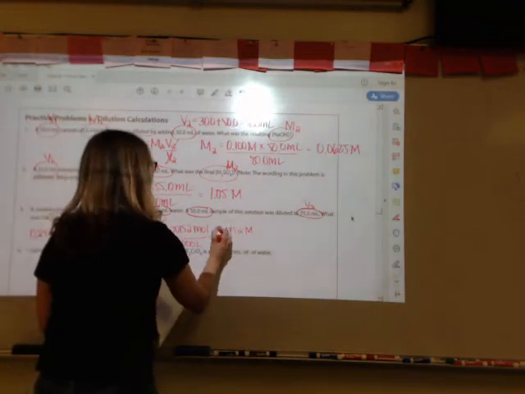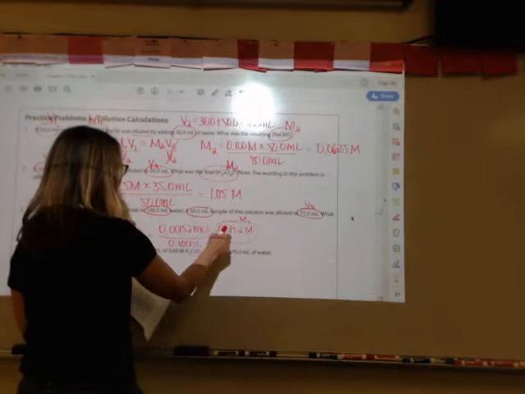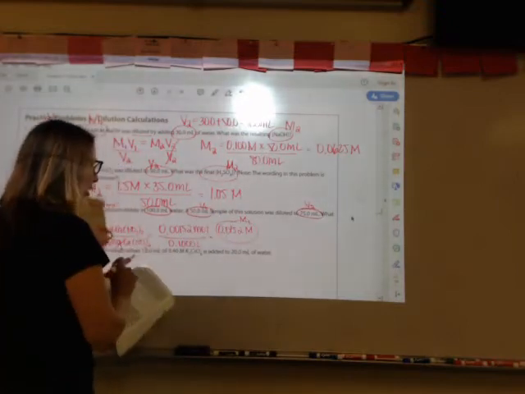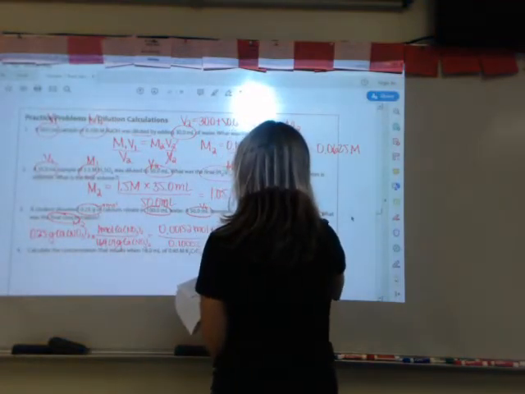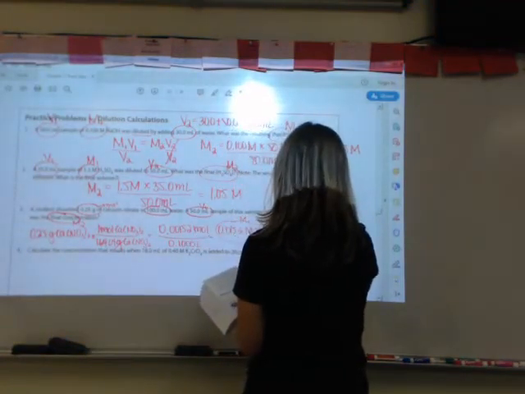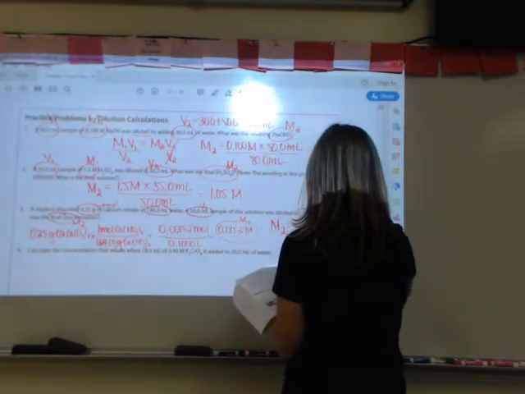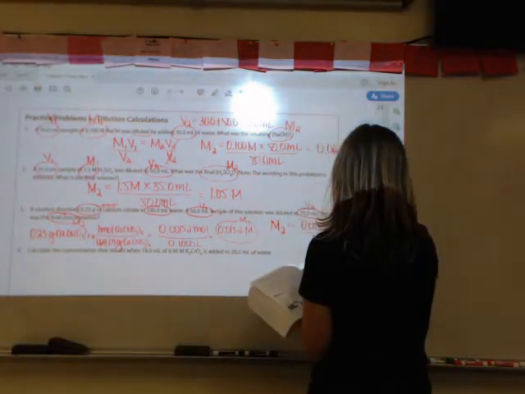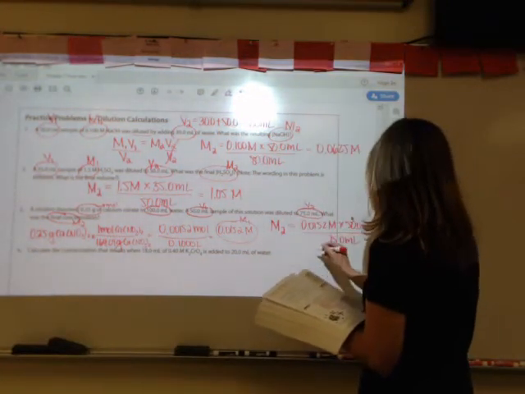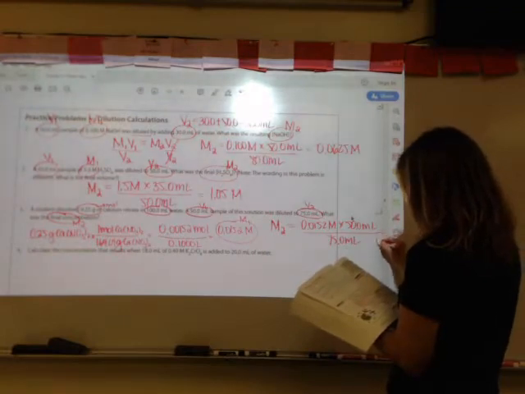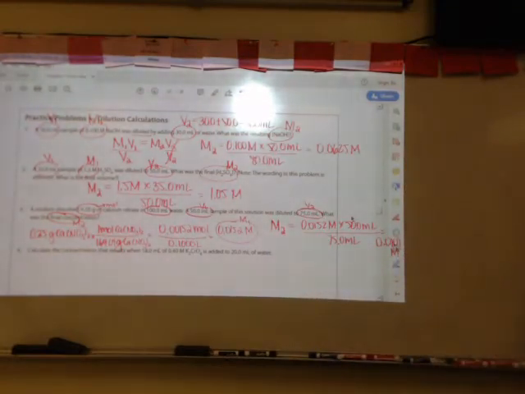Now, they took 50 mL of that concentration. So that means this is my M1, and they're taking 50 mL of that, which means this is my V1. So when you solve for M2, this is going to be M1, which is 0.0152, times V1, which is 50 milliliters, divided by V2, which is 75 milliliters. And that's going to give you 0.010 molarity for the concentration.